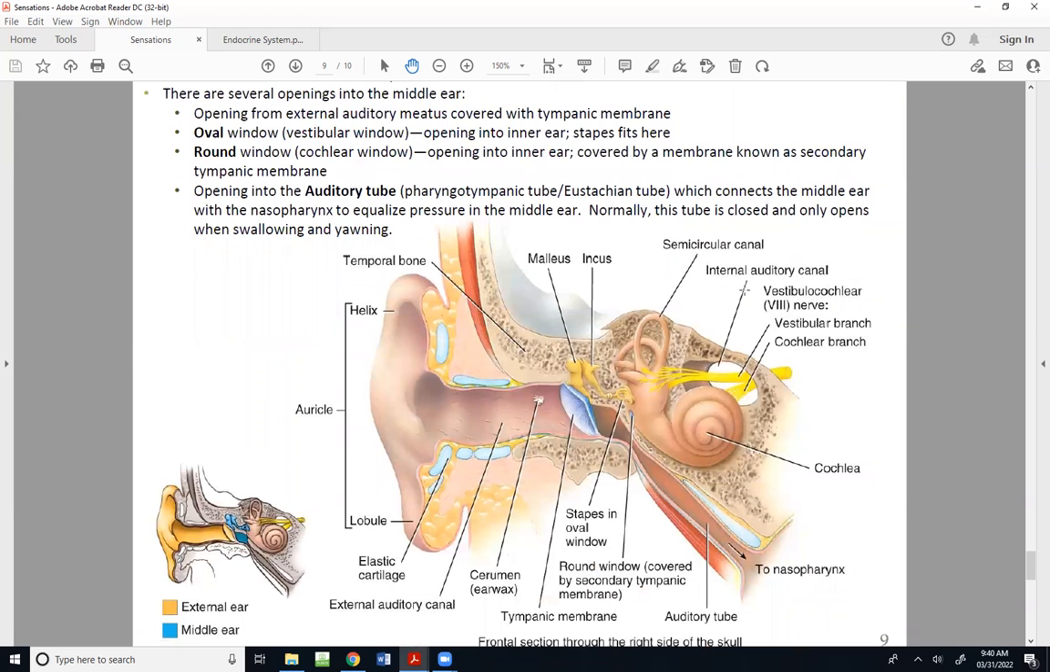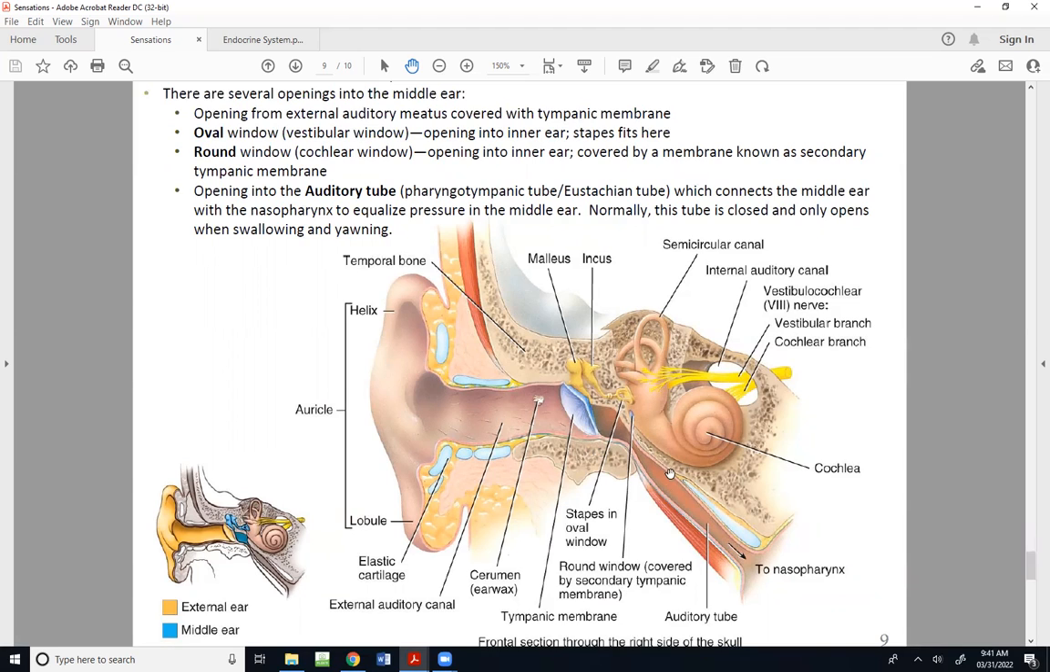Okay. Openings to the middle ear include that opening from the external auditory meatus covered by the tympanic membrane that we've talked about. So it would be this opening right here, which is truly not an opening because it's covered by that tympanic membrane. The oval window also goes by the term vestibular window, opens into the inner ear where the stapes fits. The other window is called the round window, another opening to the inner ear, goes by the term cochlear window. It is covered by what we would call the secondary tympanic membrane, which is kind of like the much smaller secondary eardrum.